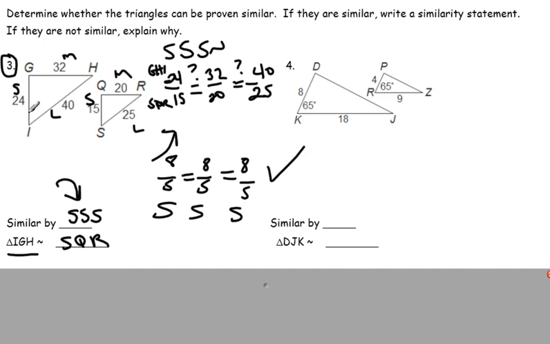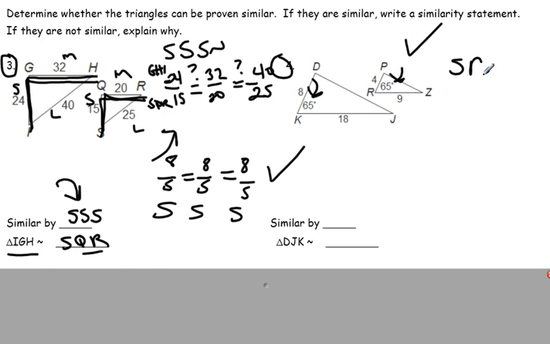Now when I make my similarity statement, they already started us off with IGH. So we went small to medium. So in order to do small to medium in the second triangle, we have to do SQR in that exact order. Alright, we're looking here. We have an included angle congruent in both triangles, so we're good on the included angle.